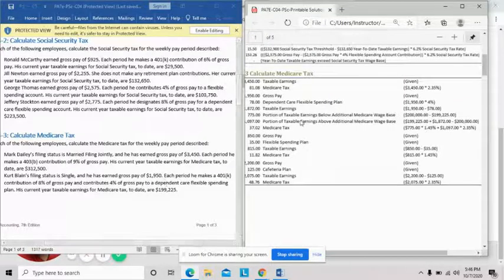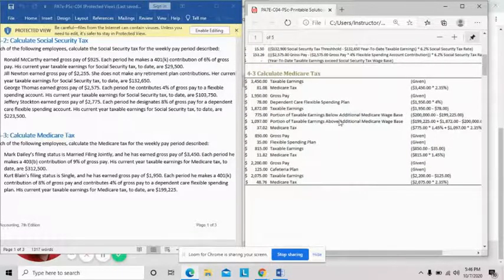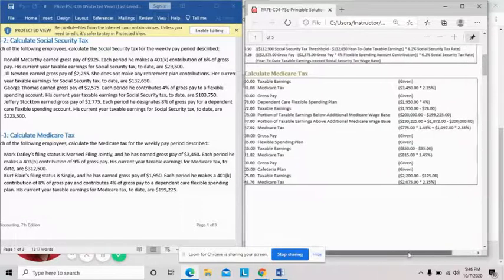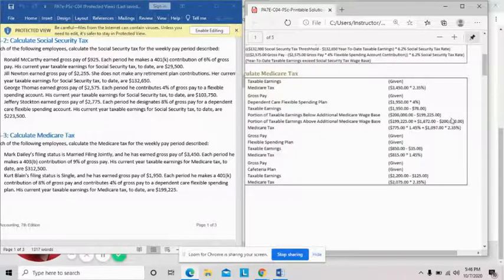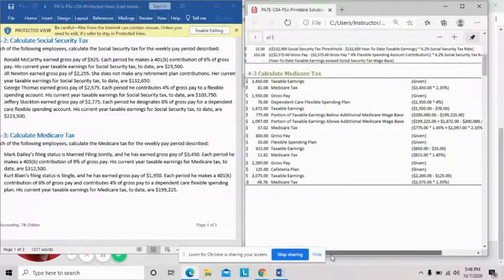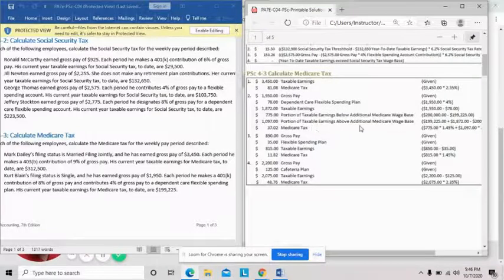Then to find the portion of taxable earnings above the additional Medicare wage base, we take the $199,225, add the 1,872, which is the amount of taxable earnings if you go back up here. Then we subtract the 200,000 to find the portion of taxable earnings above the additional Medicare wage base.